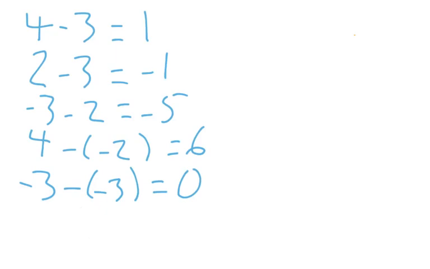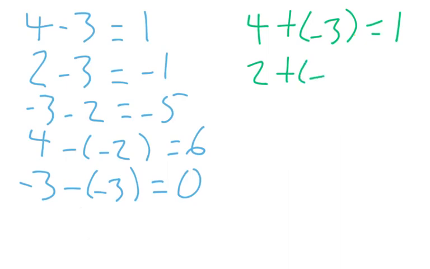I want to compare this with some addition problems that we might have learned about when we looked at adding integers. What's 4 plus negative 3? Well, when you add two numbers with the opposite sign, you subtract the absolute values of the two numbers and give the answer the sign of the number that's larger in absolute value. 4 minus 3 is 1, and the number largest in absolute value is positive, so 1. Look at 2 plus negative 3. The number that's larger in absolute value is negative. This would be negative 1.